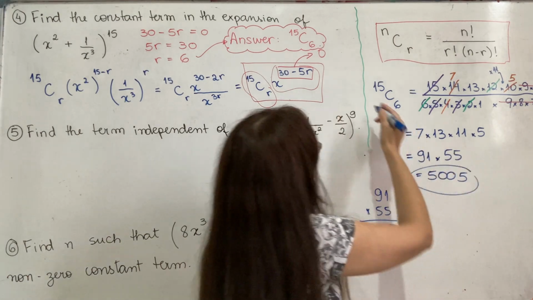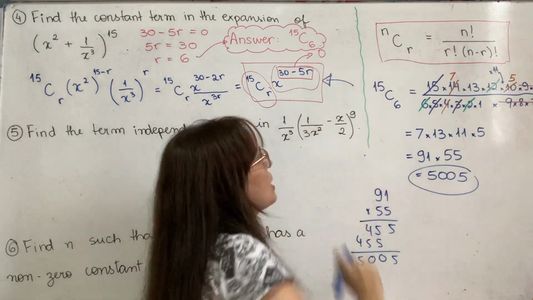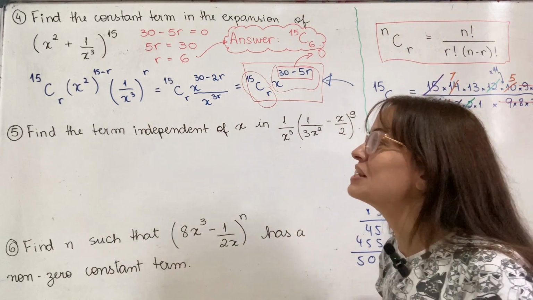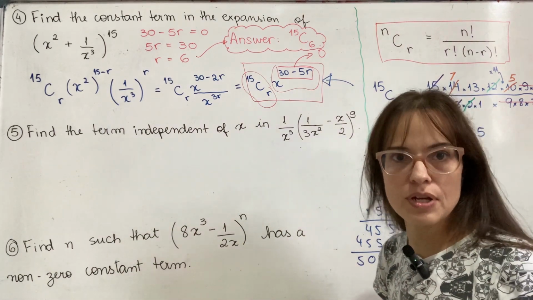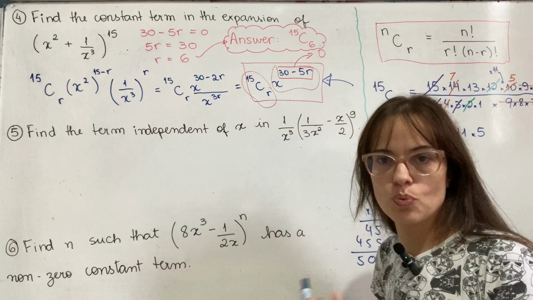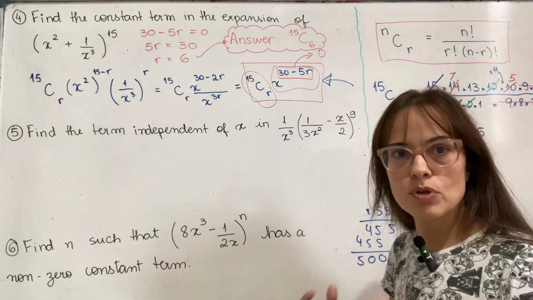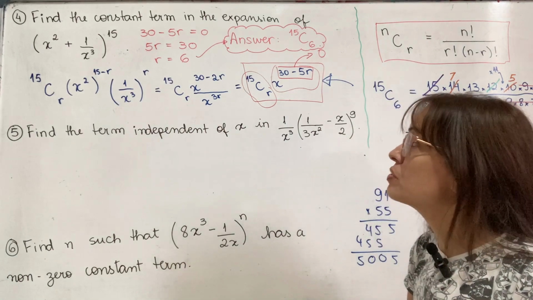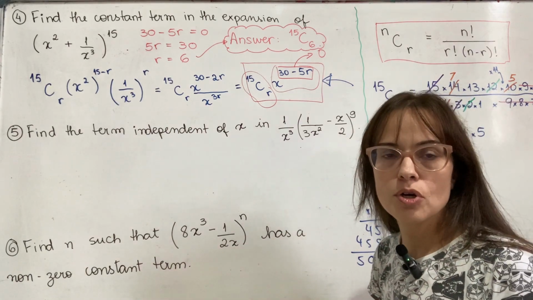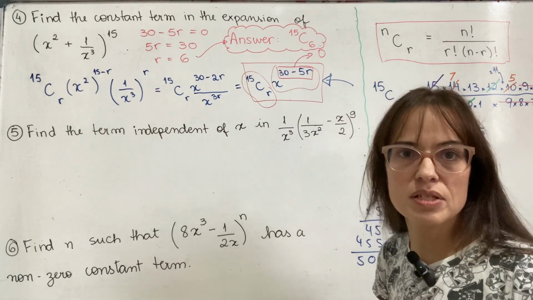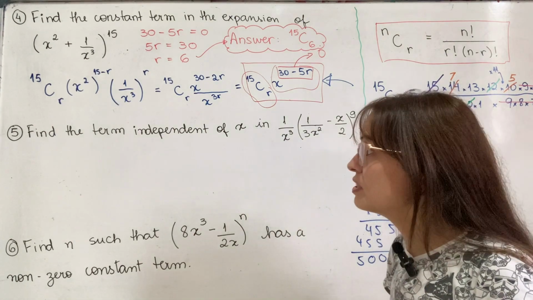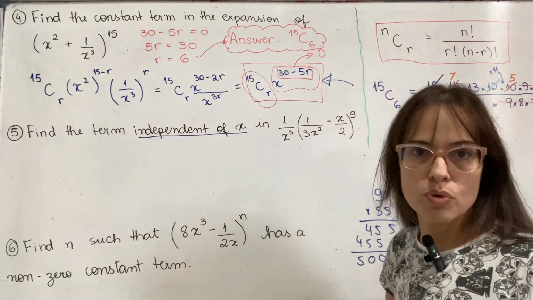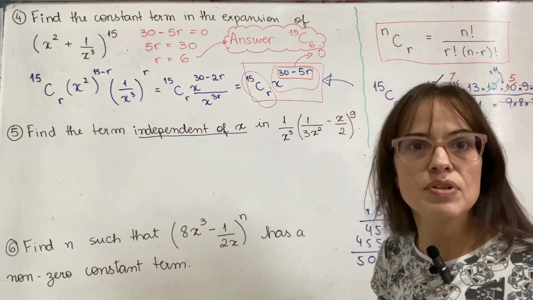5005 was the answer to that question there. Anyway, question 5 is asking us the same kind of thing but using a different term, which is why I included it here, because I want you to be familiar with all of the words that are common, right? So instead of asking for the constant term, which is the term that doesn't change because it doesn't have any x, this one is asking us for the term independent of x. So once again, it is the term that doesn't have any x.